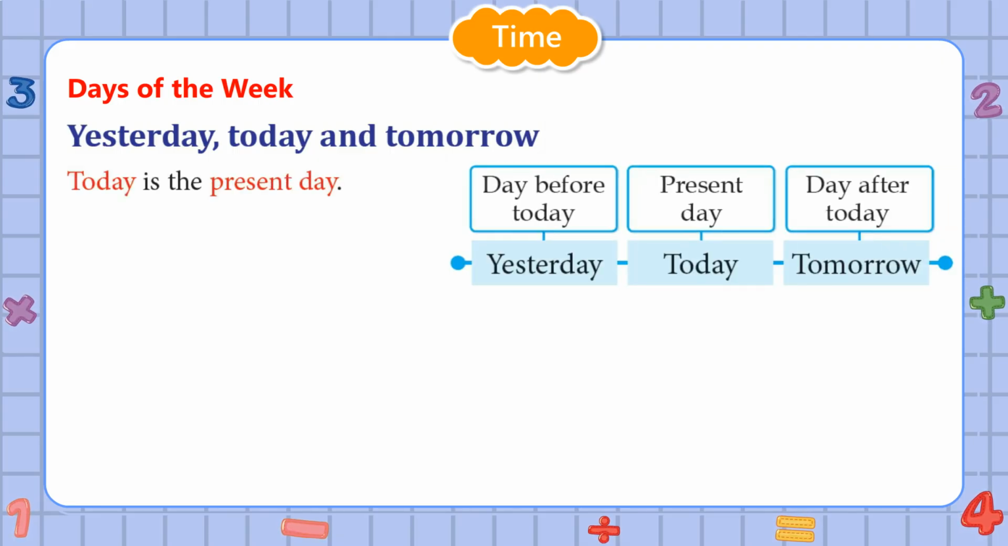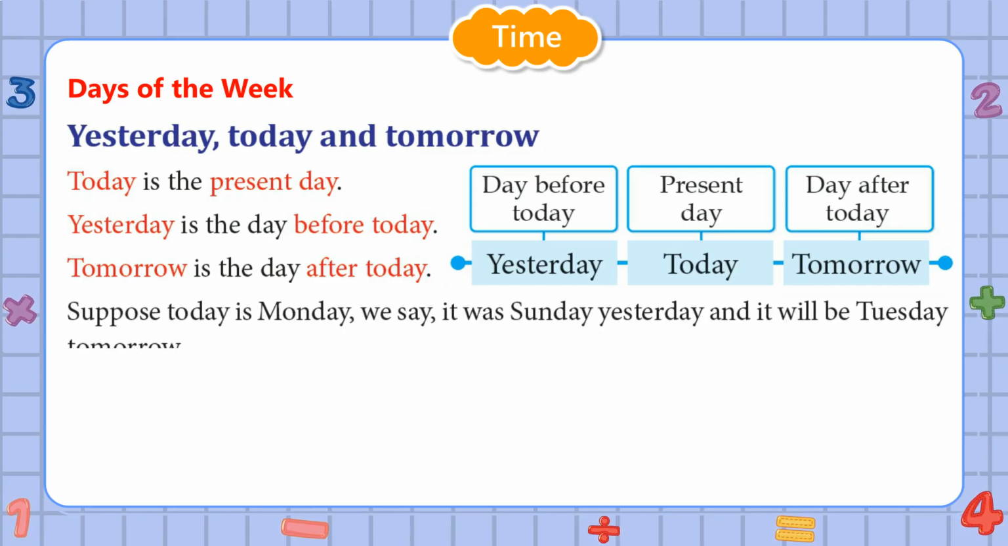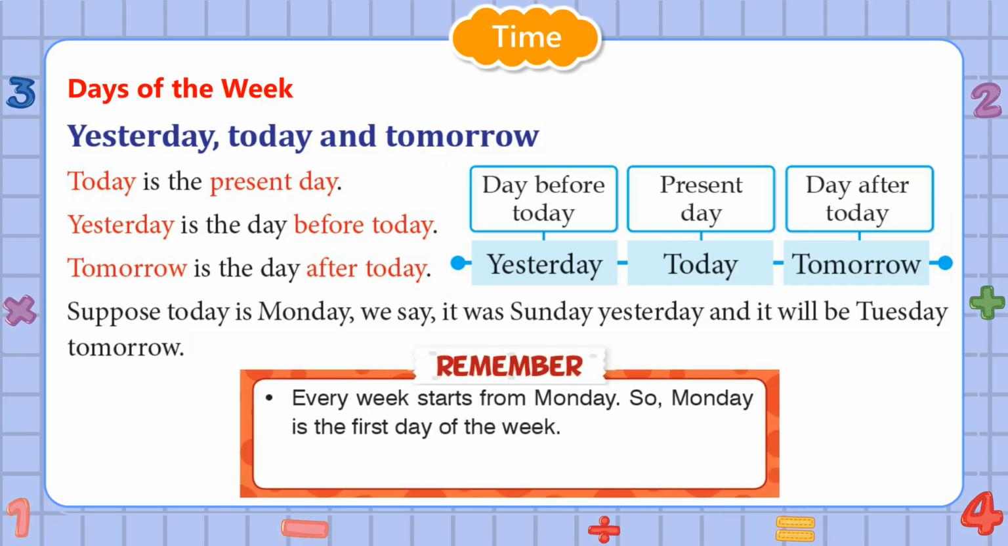Yesterday, today and tomorrow. Today is the present day. Yesterday is the day before today. Tomorrow is the day after today. Suppose today is Monday. We say it was Sunday yesterday and it will be Tuesday tomorrow. Remember, every week starts from Monday. So, Monday is the first day of the week. Sunday is the last day of the week.